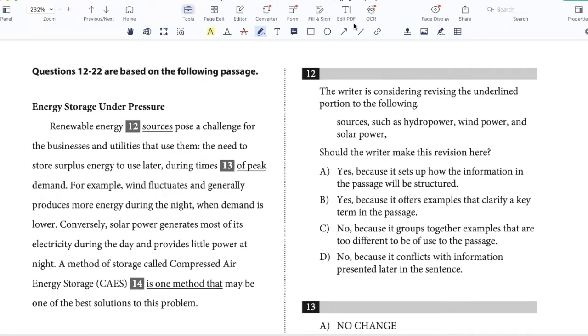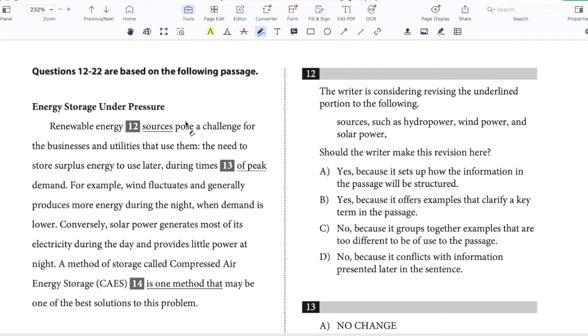In this video, we'll solve the second writing passage of the April 2018 US SAT, Energy Storage Under Pressure. Renewable energy sources pose a challenge for the businesses and utilities that use them. The need to store surplus energy to use later during times of peak demand. The writer is considering revising the underlined portion to the following: Renewable energy sources such as hydropower, wind power, and solar power pose a challenge for the businesses and utilities that use them. So should the writer make this revision?